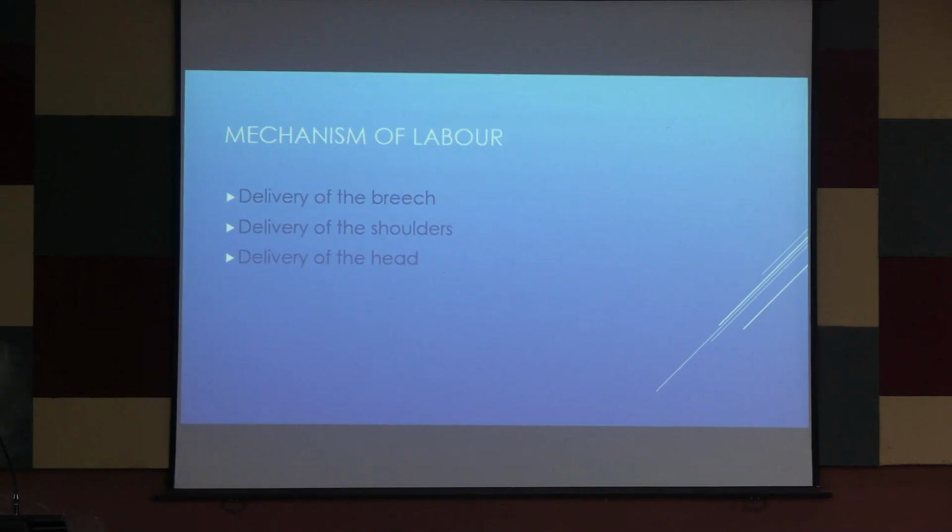Mechanism of labor. Mechanism of labor has three parts: breech, shoulder and aftercoming head. We know the normal delivery, that is cardinal movements of head in case of cephalic presentation, we know all this. What are they? Now, first is engagement. Here, what is the denominator? That is the sacrum. Sacrum is the denominator.